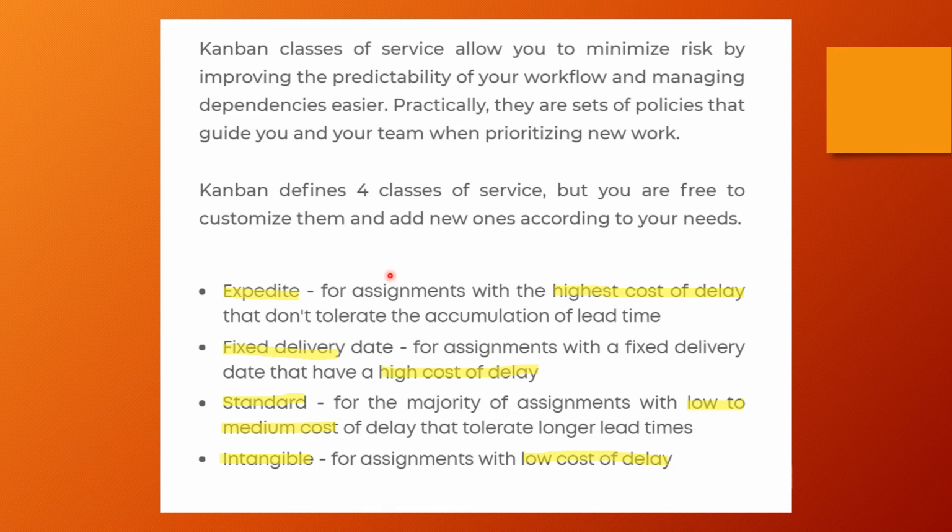But what does it mean? What are the ways of prioritizing they are using? One of the mechanisms they're using is the cost of delay. What is the cost of delay? If I delay this particular activity or card item, what is the impact to the business? What is the impact to the company? Accordingly, they define the class of service.